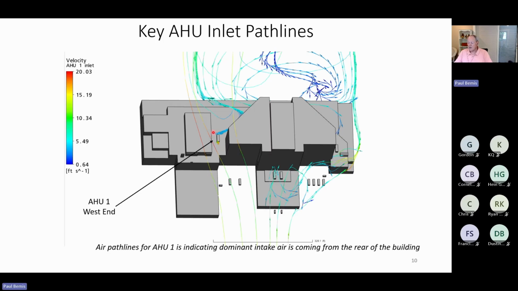So these are paths of intake. These are path lines. You can see the arrow direction, path lines of air intake to the air handler. You can do them in either direction. We can do path lines of exhaust and path lines of intake. These are inlet path lines, and you can see those arrows are pointing to show the air coming and banging into the building and then wrapping. Because again, this is the low pressure side. So that's where the air is going to be pulled from for this particular air handler.